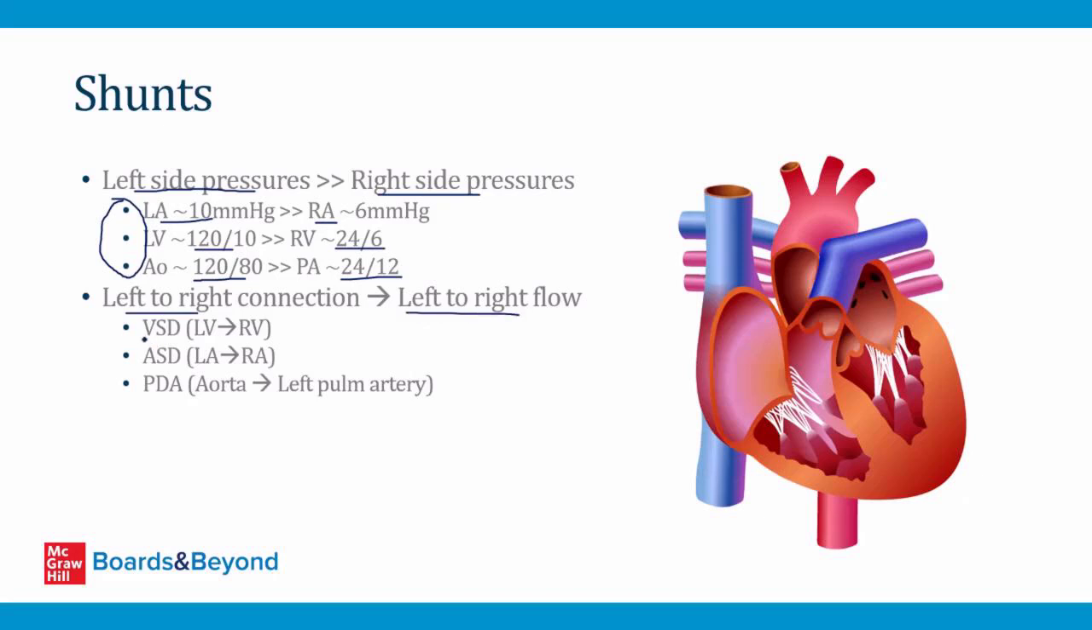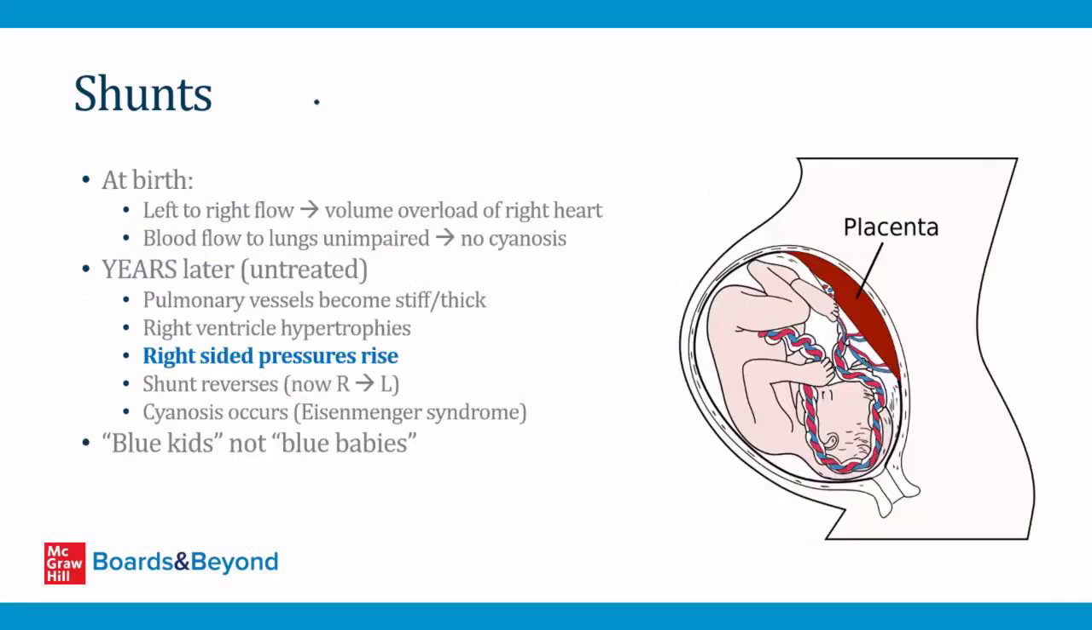So for example, if there's a ventricular septal defect, under normal conditions, you will have flow from the left ventricle to the right ventricle. That's because pressures are higher in the left ventricle and blood always moves from high pressure to low pressure. If there's an atrial septal defect, the normal way for blood to move is from the left side to the right side. And finally, if there's a patent ductus arteriosus, which we'll talk about later, blood normally flows from the aorta to the left pulmonary artery.